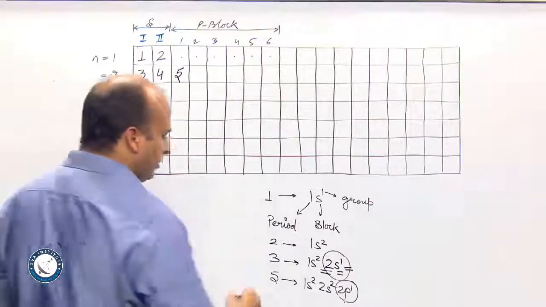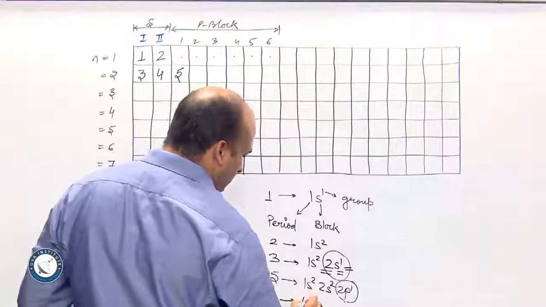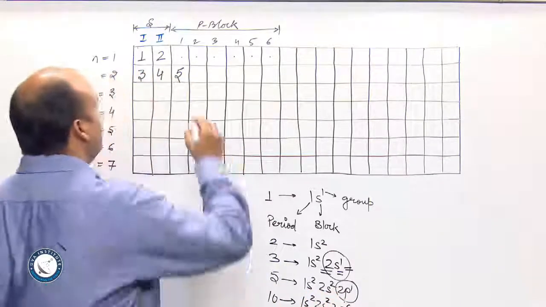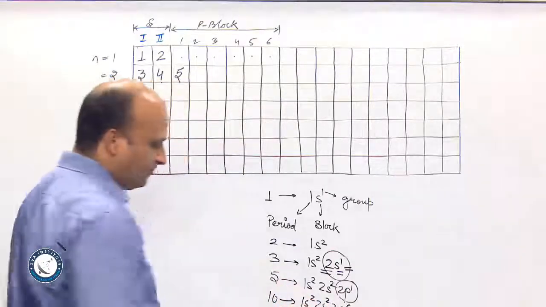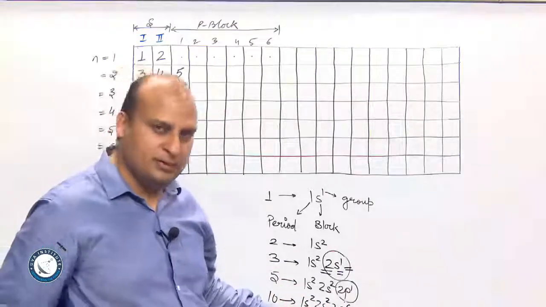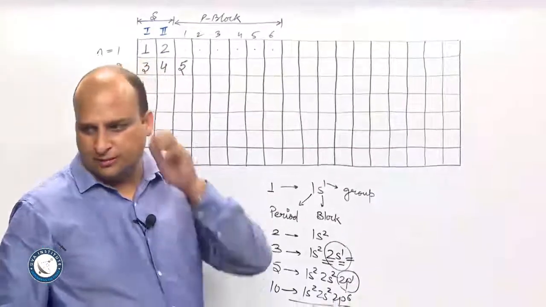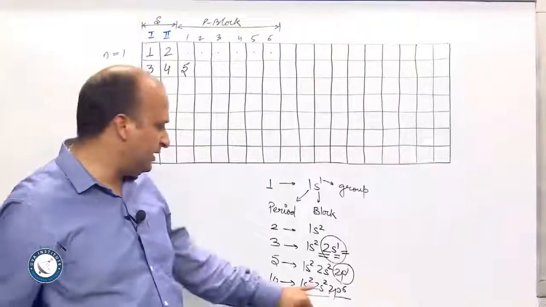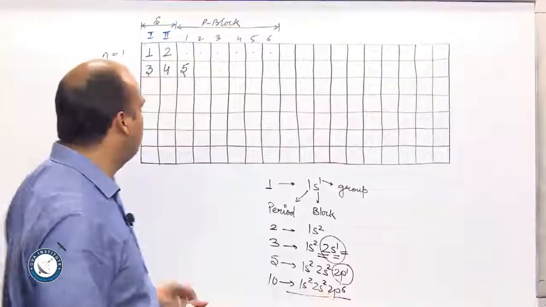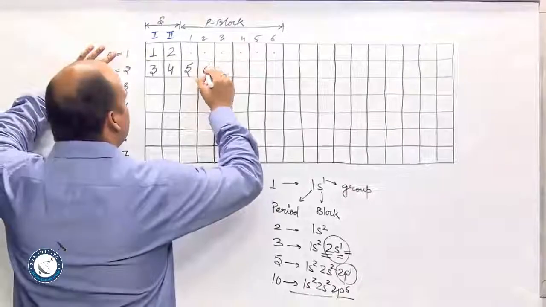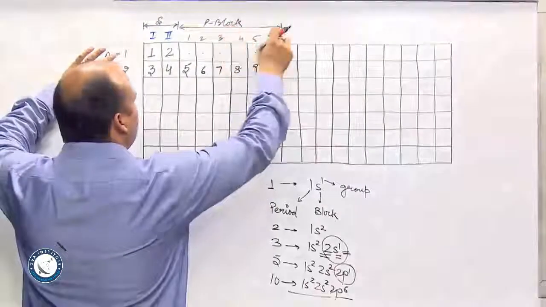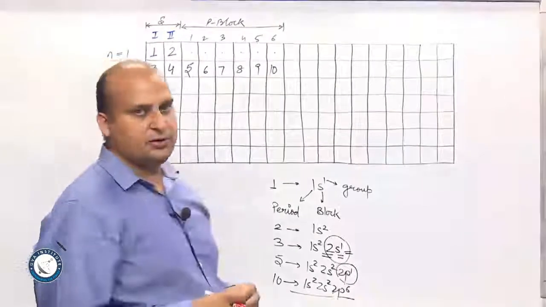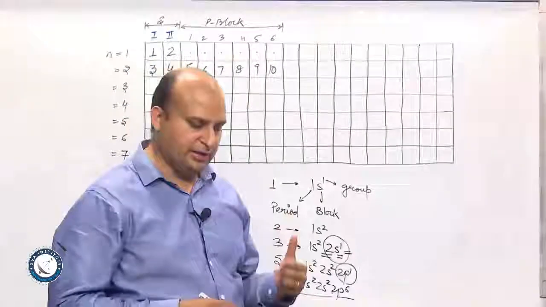So if I write atomic number 10, it will be 1s2, 2s2, 2p6. So 2p6 means second period, p block, 6th group. Zoom out please. Second period, p block, 6th group. Okay, this is how we are going to fill the elements in the periodic table.